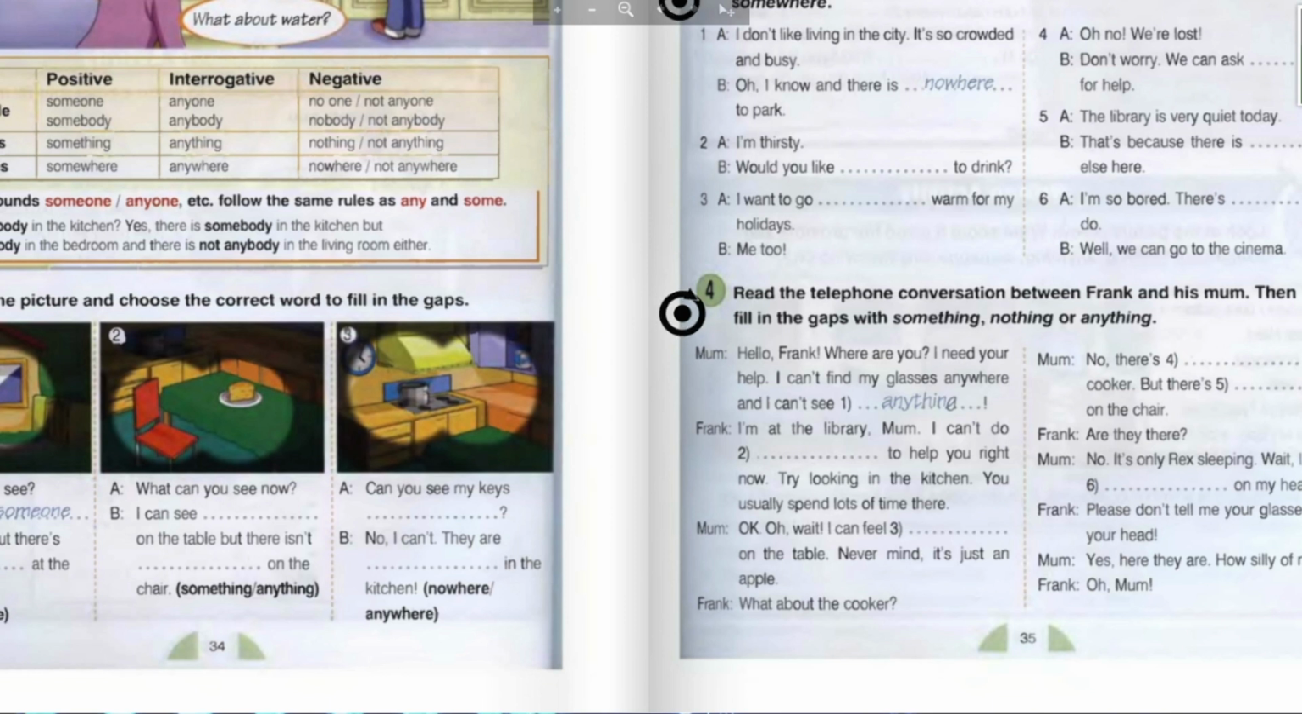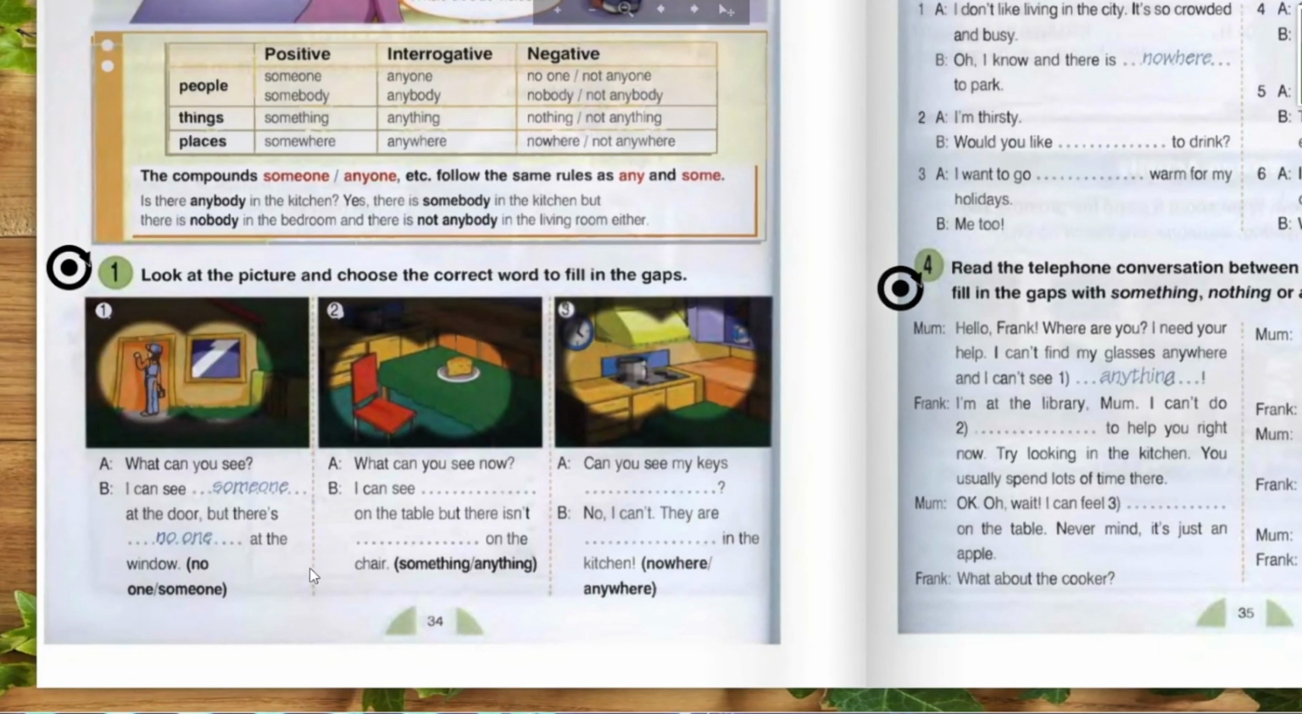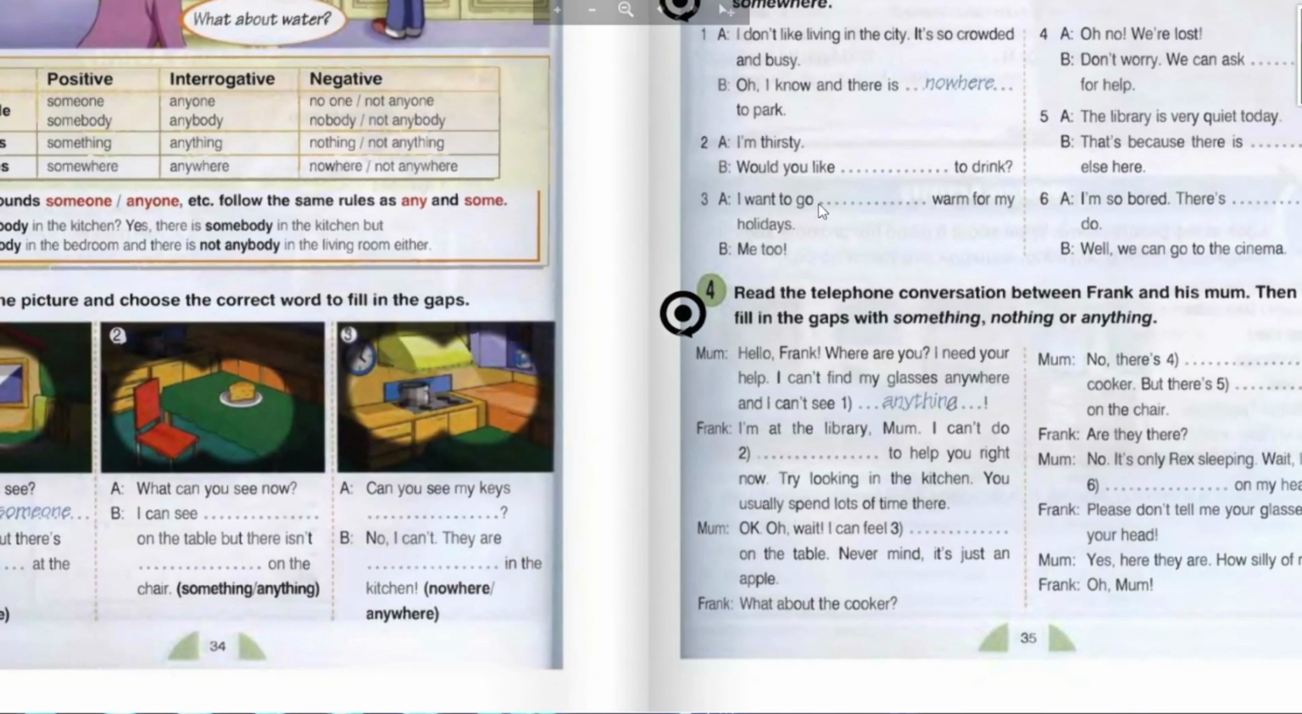What can you see? I can see someone at the door, but there is no one at the window. What can you see now? I can see something on the table, but there isn't anything on the chair. Can you see my keys anywhere? No, I can't. They are nowhere in the kitchen.